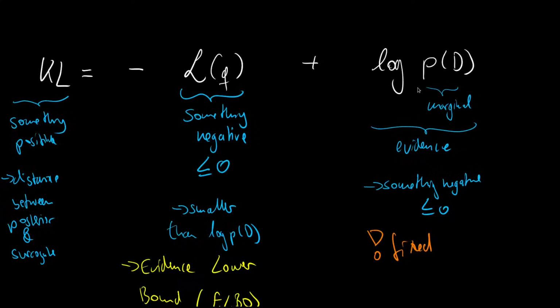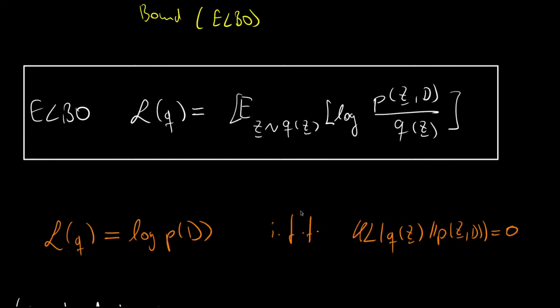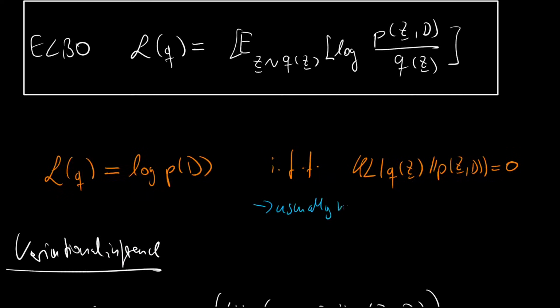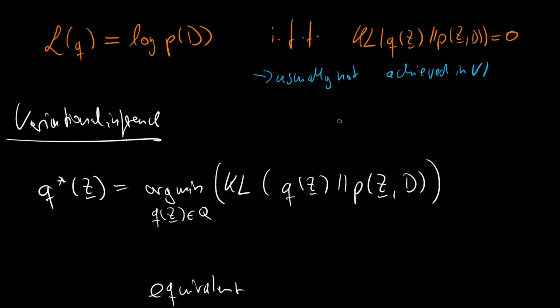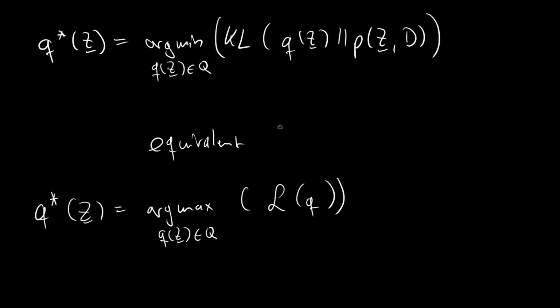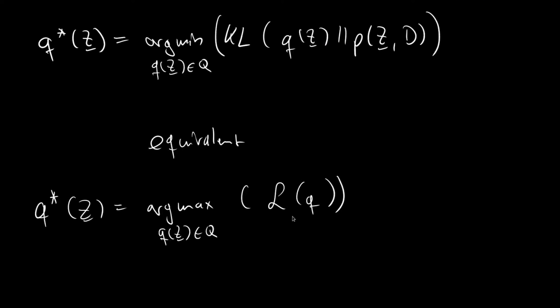And we know if it is equal to our evidence, then we found the true posterior. But we won't find it in general. So also let us note this down here, that this is usually not achieved in variational inference, or shorthand VI, but we again want to find the best fit. And the best fit is then the minimum of the KL or the maximum of the lower bound.